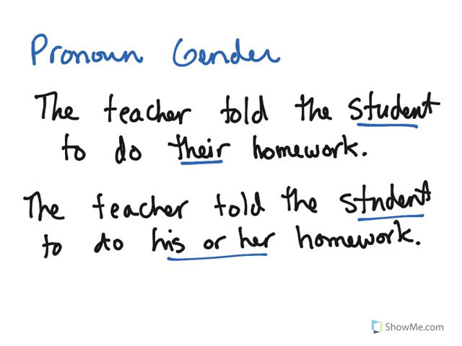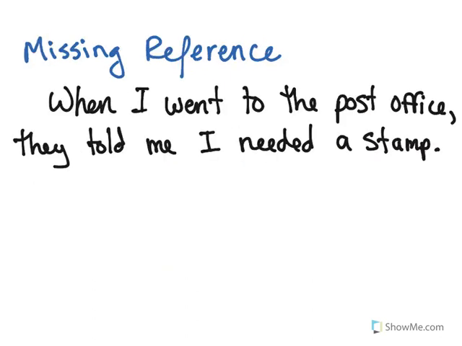So I think that an easier way to fix this is to try, whenever you're talking about something in general and you're not talking about a specific person, try to use third person plural. So use students. The teacher told the students, and that way you can use the gender neutral third person pronoun their. The teacher told the students to do their homework. And that's a lot easier, there's no confusion there, and it's not too much to read or too confusing.